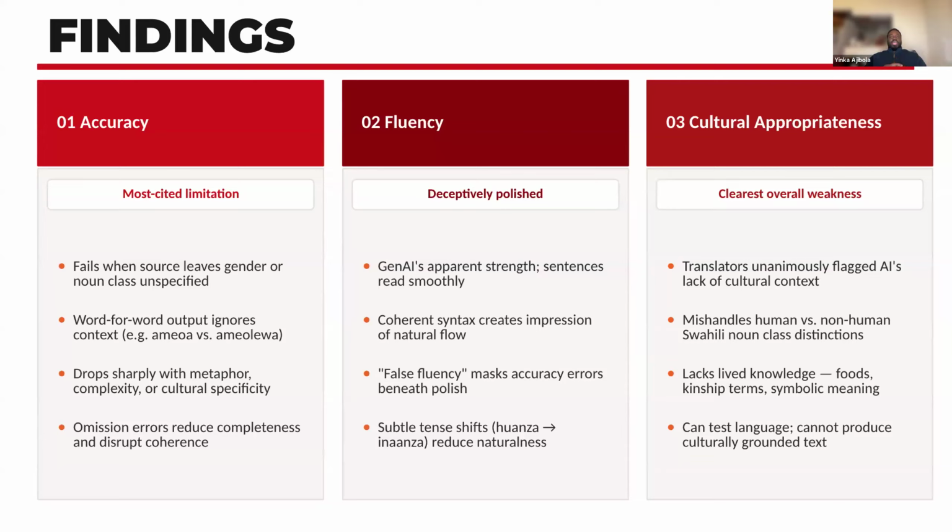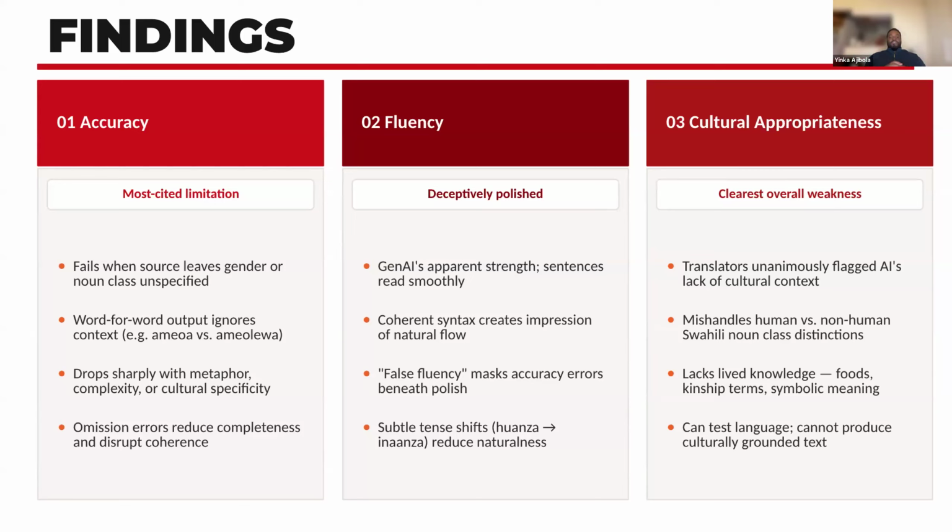Then there's fluency, and fluency is actually a tricky one because these translations often produce smooth and natural text, and they seem like they're correct, but this can also be misleading. For example, there's this concept of false fluency. It looks right, it sounds right, but to a non-Swahili speaker it might look correct, while there are errors underneath, and these are the errors that make this output not as fluent as it should be.